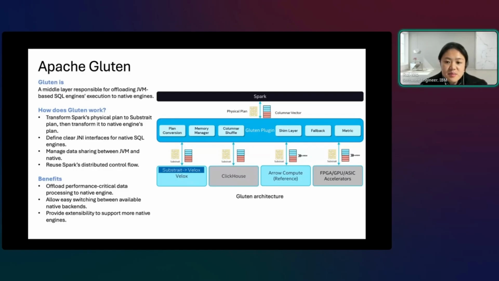To enable this process, Gluten provides several key components. We implement a plan conversion layer to handle transformation between Spark, substrait, and native engines. We define clear JNI interfaces that allow efficient communication between the JVM and native layers. We also manage memory and columnar data exchange to ensure efficient data sharing across boundaries.